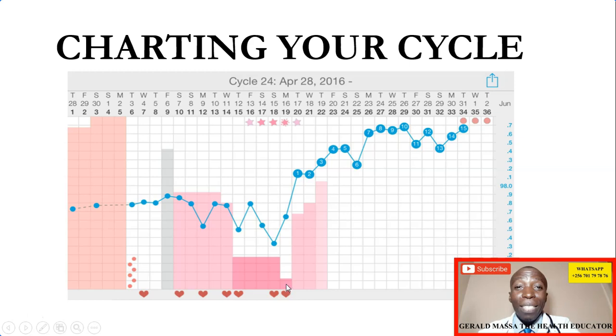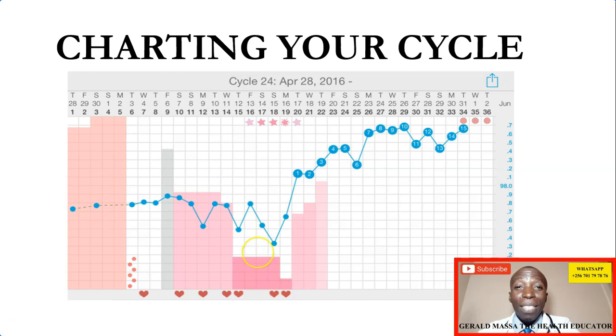And on the 14th day, we add 3 days in front, and then we subtract 3 days behind. Let's say this is the 14th day, all you have to do is add 3 days in front, and then subtract 3 days. These 3 plus 3 and then plus the ovulatory day, that is a period which is known as your fertile period or your fertile window.